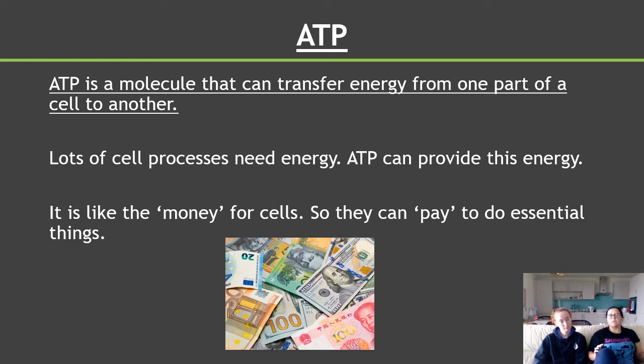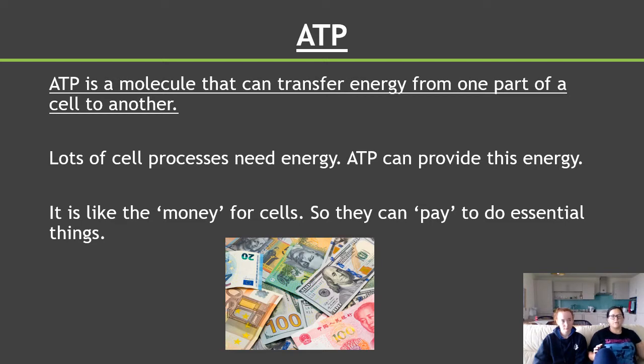Now, loads of cell processes need energy. Obviously, osmosis and diffusion do not need energy, but there's quite a few others that do. We'll have a look at them on the next slide. ATP is what provides this energy, okay? So if we need to do active transport, ATP is giving the energy, allowing active transport. Without ATP, there'd be no energy and there'd be no active transport. I like to think of it like it's the money for cells. It's the currency. If anything needs energy, it needs ATP.